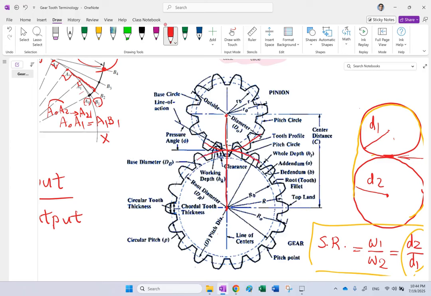And since these are the two pitch circles, I can draw a line that is tangent to both of these pitch circles. That is this line here in green. This line in green is the common tangent to both of the pitch circles.